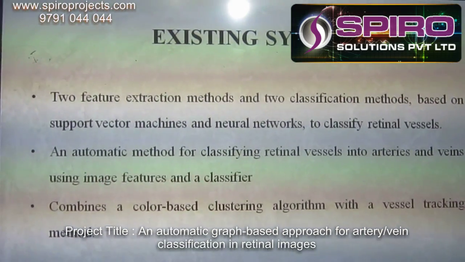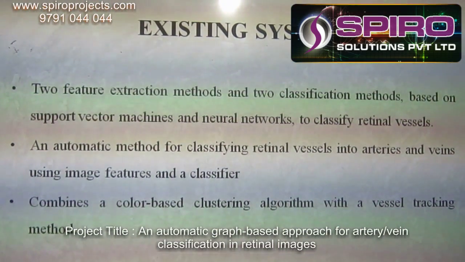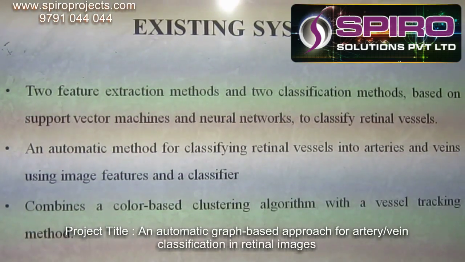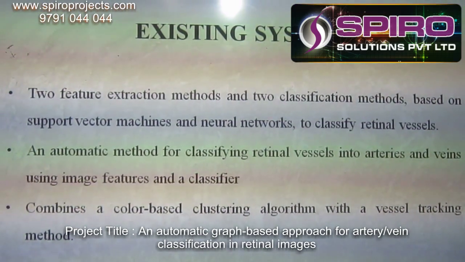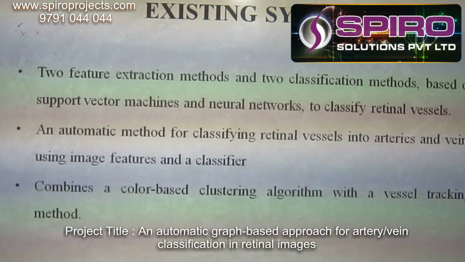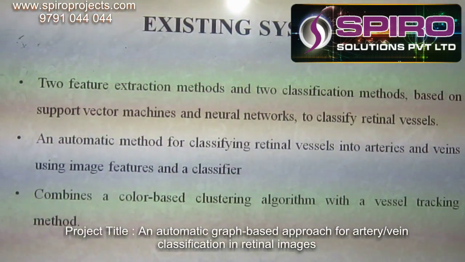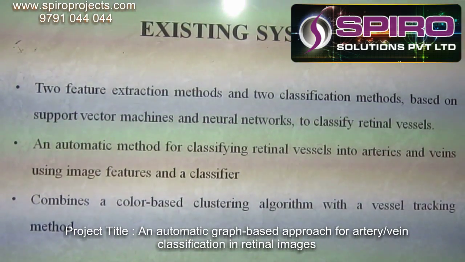This is the existing system. In the existing systems, they used support vector machines and neural networks to classify the retinal vessels, but it is not that efficient. An automatic method for classifying the retinal vessels into arteries and veins using image features and classifiers is also used.